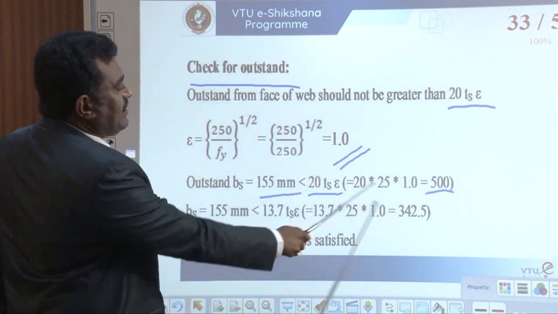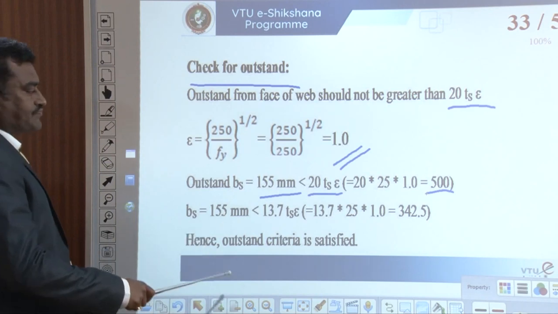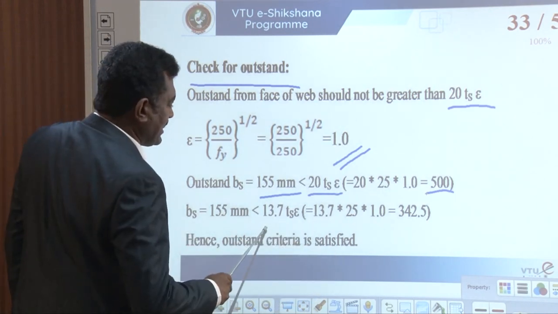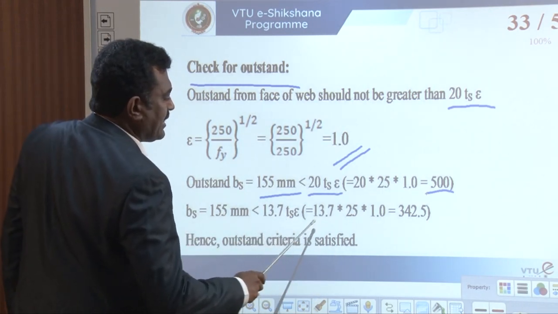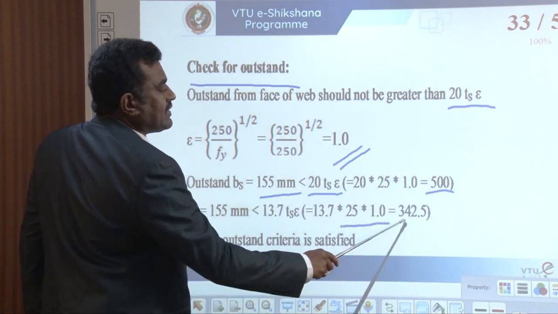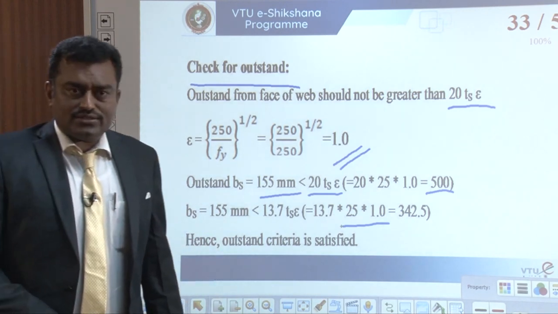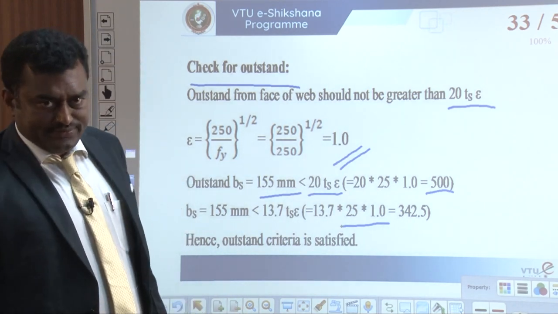155 is smaller than 500. Here BS is equal to 155. Here we are getting 13.7 ε, so you substitute ε and get 342.5. This BS is also lesser than 500.